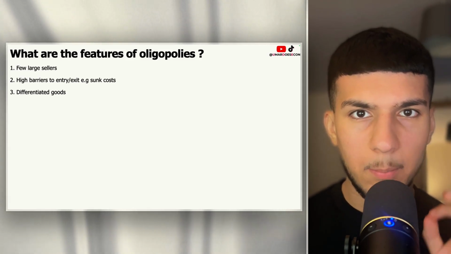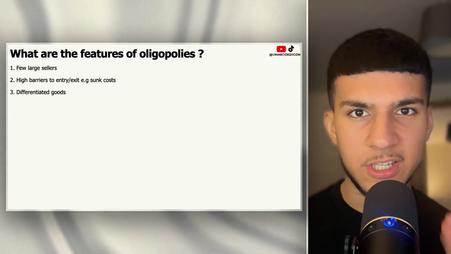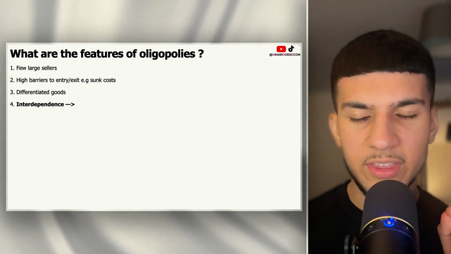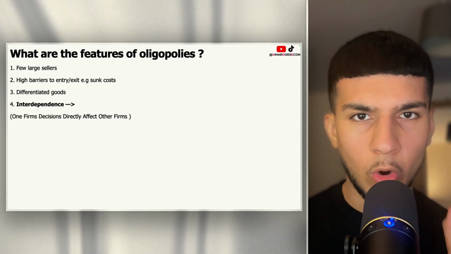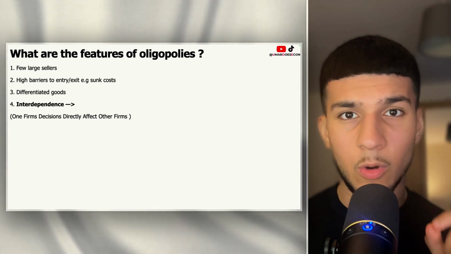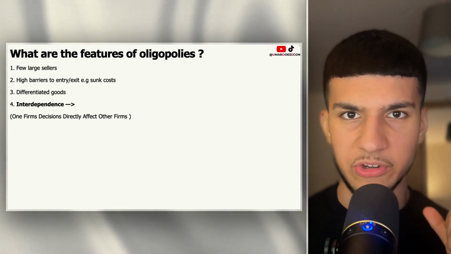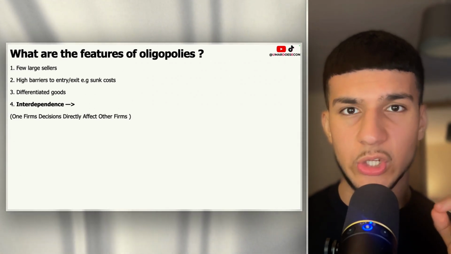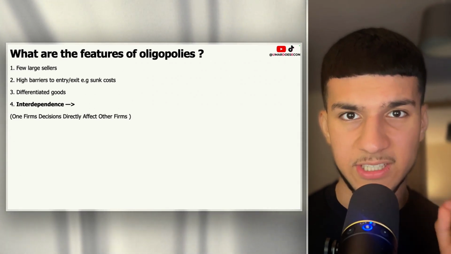Lastly, and one of the main key terms you will constantly be hearing, is interdependence. The way I would define this is how one firm's decision directly affects other firms. Now, as you know, to score those top marks in your essay, you need to have an appreciation of real-world economics. So knowing examples of oligopolies is doing just that.